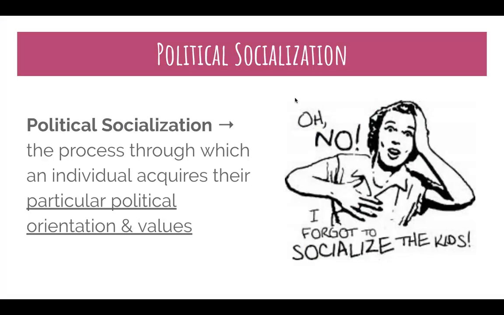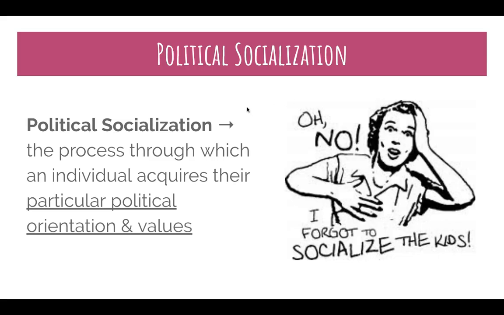The first thing that you need to do is write down our definition of political socialization on your note sheet from Google Classroom. So political socialization, just as a broad definition, is the process through which an individual acquires their particular political orientation and values. Breaking this down a little bit, guys, socialization is basically how we learn norms and how to be and act in society. So political socialization then is basically just how we learn about government and how we learn about what we believe in terms of politics, right?